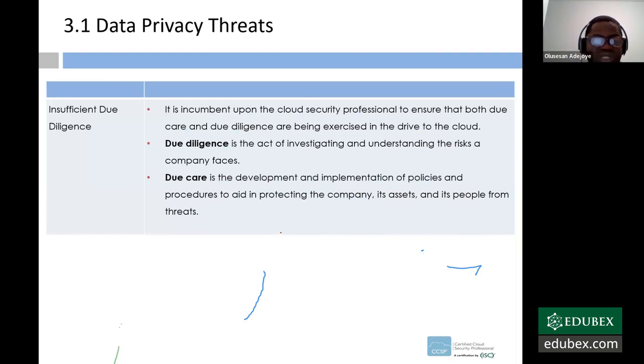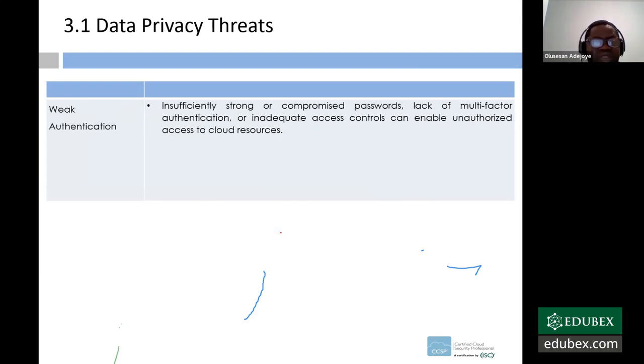Then we have insufficient due diligence. This should be done before you adopt the cloud. In your due diligence, you assess your risks, know the type of cloud adoption you want to take, and know the type of cloud service category you want to adopt. When you do your due diligence, you'll be able to put in place due care. Due care simply means putting the appropriate controls in place to safeguard your information assets after you have done your due diligence. Then weak authentication. Weak authentication can also lead to data being compromised. One of the ways you can prevent that is to use multi-factor authentication within the network.